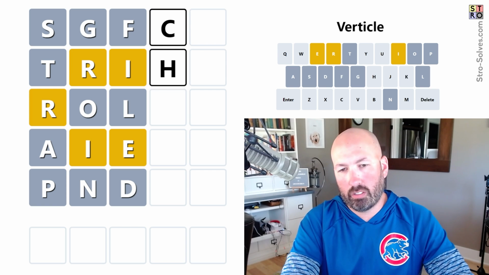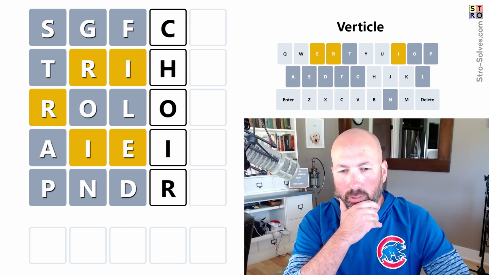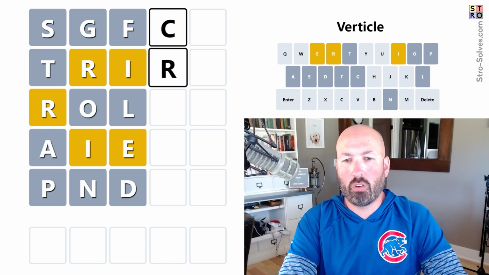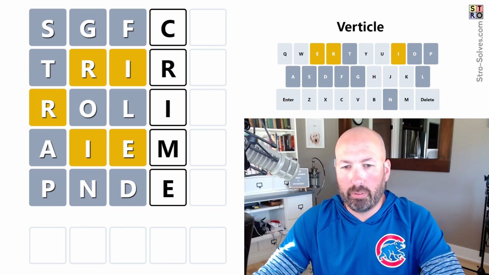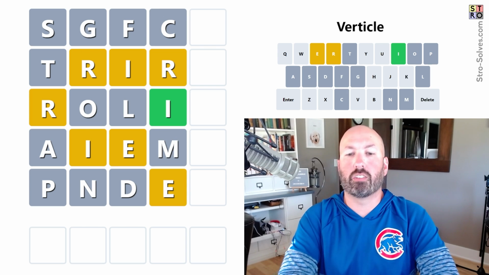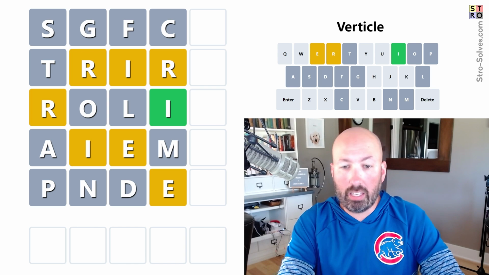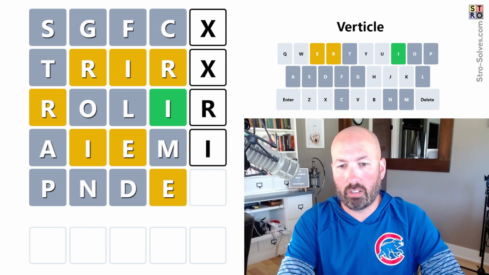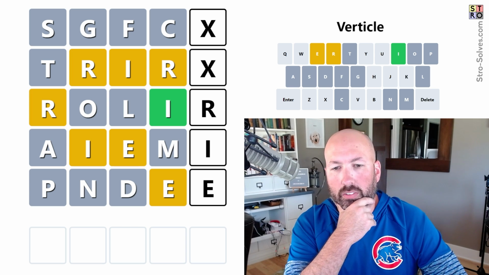Thinking about using the CH. I was thinking choir, but we know there's not an O. Okay, I'm gonna try crime instead. The M isn't quite as good as an H, but I want to be able to check the R, the I, and the E since we know those are in the word. Okay, so the I is fourth. If it's IE, it would have to be something something RIE. The R would have to be third then.